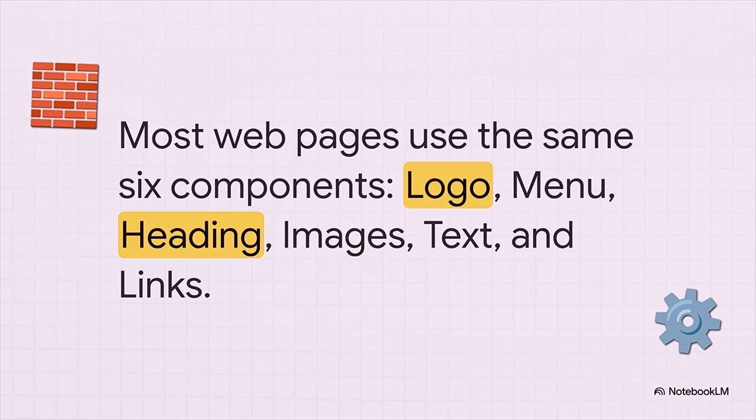That gives the site its identity. The menu is like your map or your GPS. The heading is there to grab your attention right away. Images bring everything to life. Text is where you get the actual info. And links, they're the magic doorways to other pages. Every single part has a really important job.